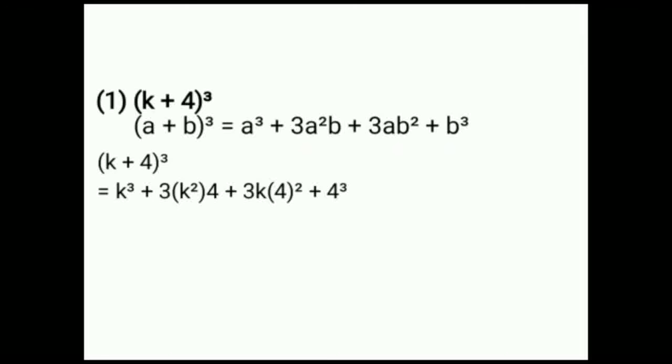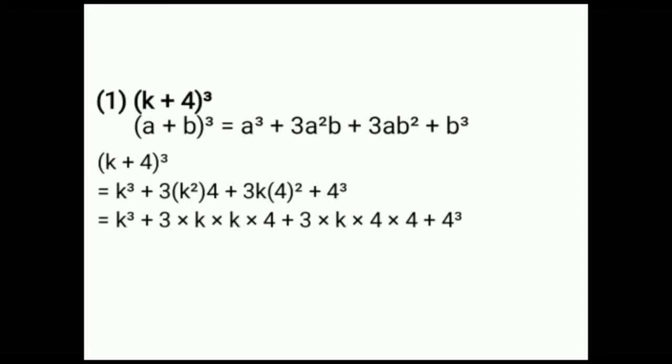Here the cube of the variable remains the same. In 3a square b plus 3ab square, you have to write the number in multiplication form. And then plus 4 cube, you have to multiply 3 times 4. Now we will do the next step. k cube plus 3 into k into 4.